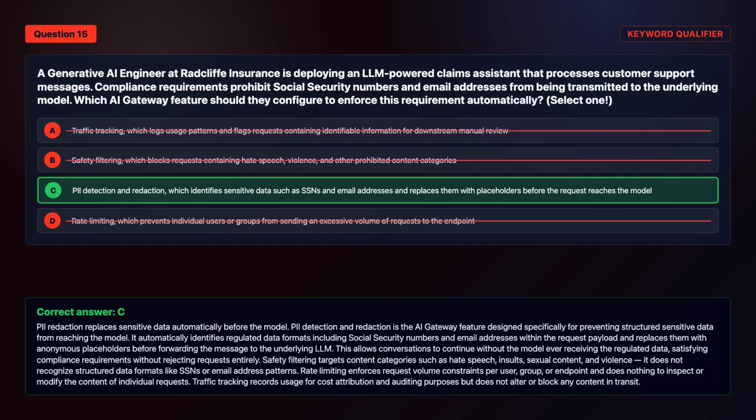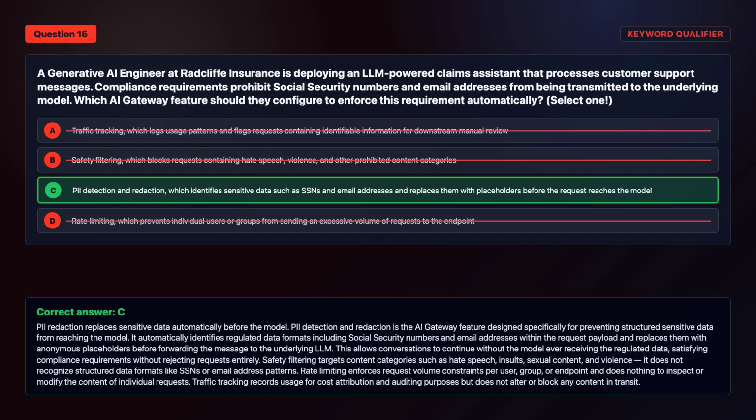PII redaction replaces sensitive data automatically before the model. PII detection and redaction is the AI gateway feature designed specifically for preventing structured sensitive data from reaching the model. It automatically identifies regulated data formats including social security numbers and email addresses within the request payload, and replaces them with anonymous placeholders before forwarding the message to the underlying LLM. This allows conversations to continue without the model ever receiving the regulated data, satisfying compliance requirements without rejecting requests entirely.